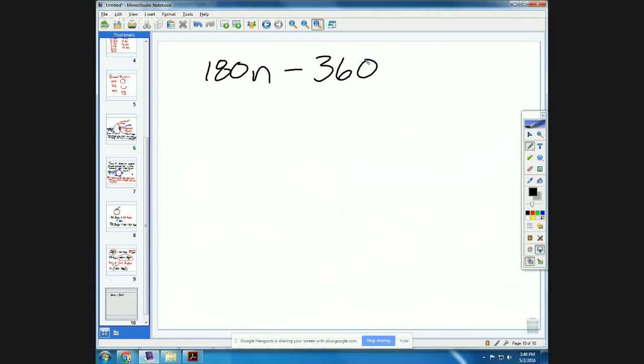Now, thinking back to algebra class, what kinds of things did we do in algebra? Well, distributing is pretty popular. Factoring was also pretty popular. Is there a common factor to these two terms? What's the biggest number that goes into 180 and 360? Yeah, 180 goes into both, so we can pull out the whole 180, and then we have an n minus 2 left over.